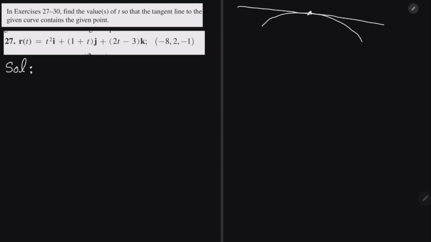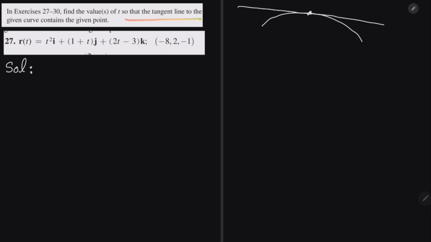It says find the value of t. Before, when we put t equal to something, we got a point. Now it says that if you have a point somewhere on the line, then you can find the value of t. What is the value of t?